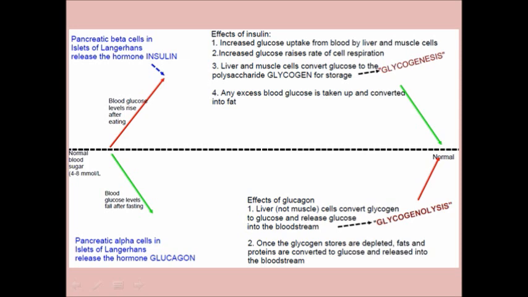The second word that you need to know about is when the opposite happens and when glycogen is broken down to glucose. And there's a word in biology called lysis, which means breaking down. And in this case, the glycogen is being broken down into glucose, which is then released into the bloodstream. Glycogenolysis.